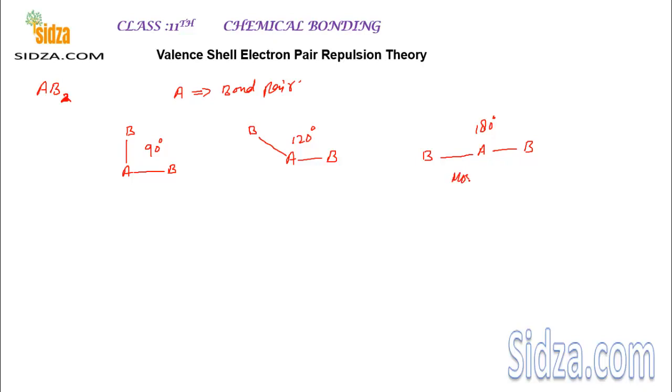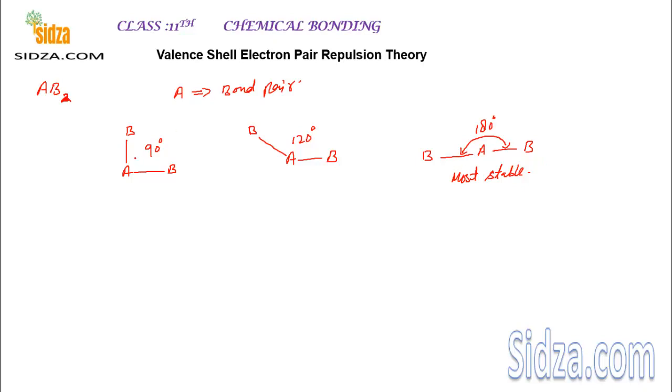This will be the most stable shape. Why is it most stable? Because here the bond pairs are away from each other, the angle is 180 degrees here. The repulsion will be the minimum. So that's why this is the most stable, correct?